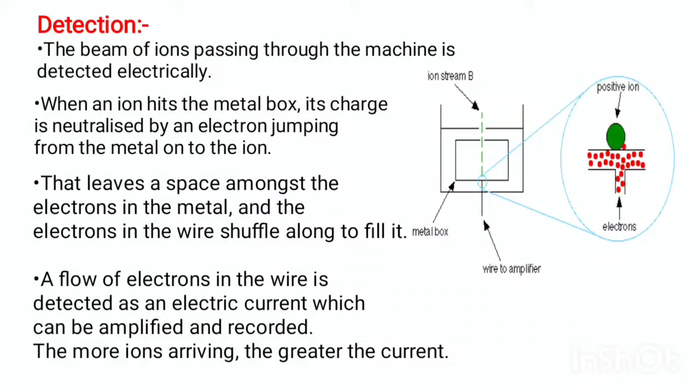Detection. The beam of ions passing through the machine is detected electrically. When an ion hits the metal box, its charge is neutralized by an electron jumping from the metal onto the ion. That leaves a space among the electrons in the metal, and the electrons in the wire shuffle along to fill it. A flow of electrons in the wire is detected as an electric current, which can be amplified and recorded. The more ions arriving, the greater the current.